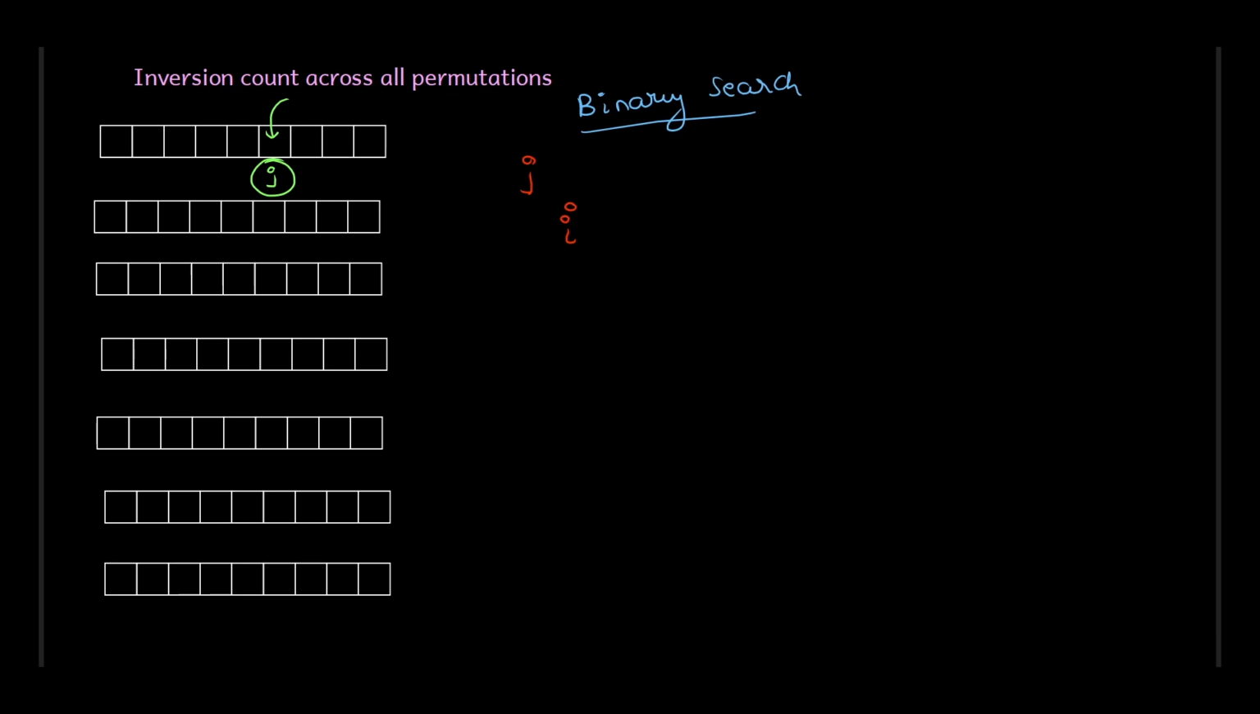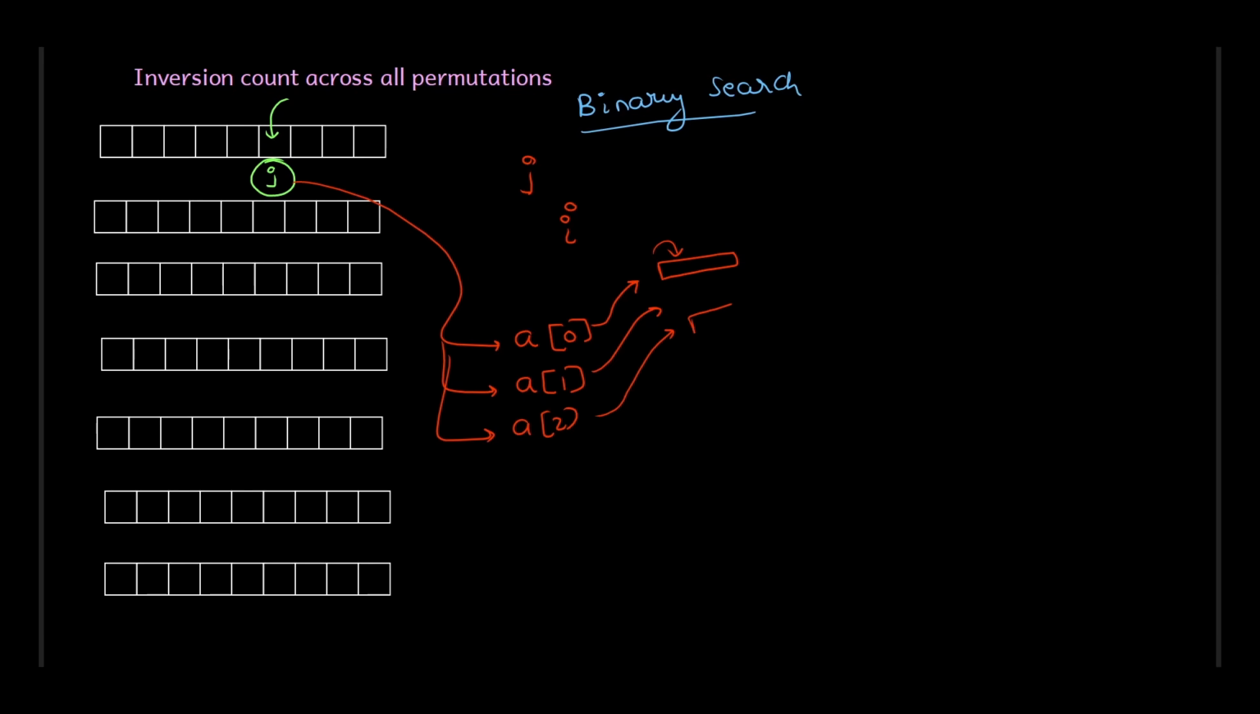So let's see what we are actually doing. We are fixing this j as a[0], and then we are fixing it as a[1], and then as a[2], and for each value that you fixed, you are doing a binary search to find the number of elements that are greater than this. Similarly for this element, you are finding the number of elements that are greater than this. But this choice itself is n choices, so you cannot afford to do n iterations.